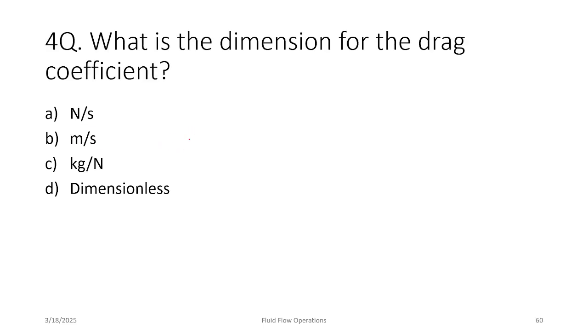Coming to the fourth question, what is the dimension of drag coefficient? Newton per second, meter per second, kg per Newton, dimensionless. Drag coefficient is a dimensionless number or non-dimensional number. Option D.